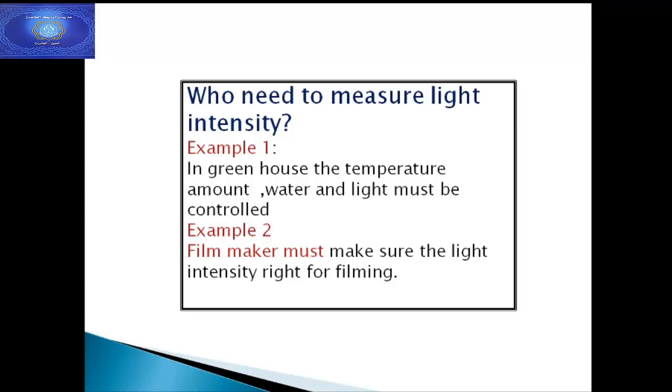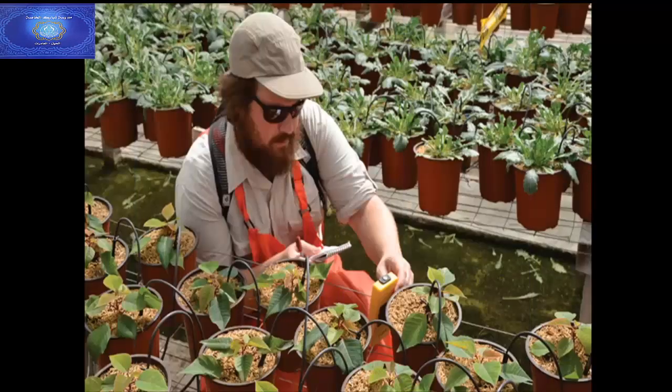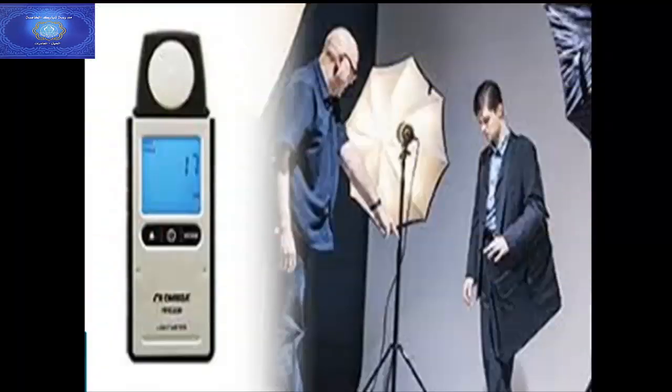Also, the second example, a filmmaker must make sure the light intensity is right for filming to make their film clear. Here in the greenhouse, the plant needs light to grow well. Here the filmmaker also must control the light to do their film.